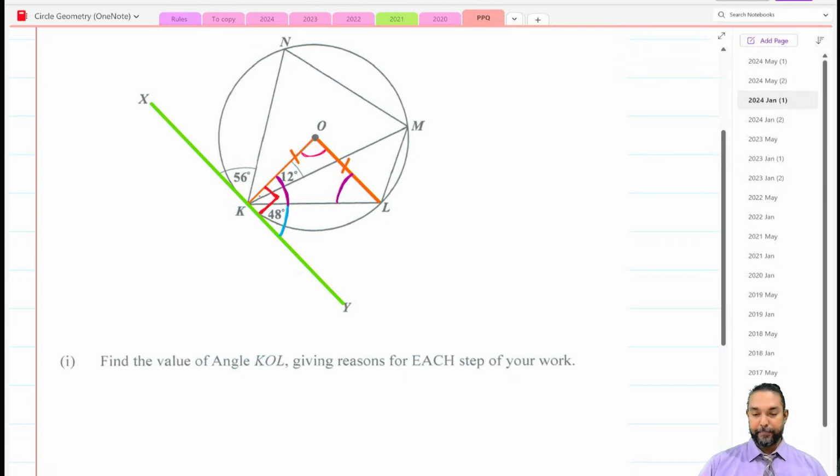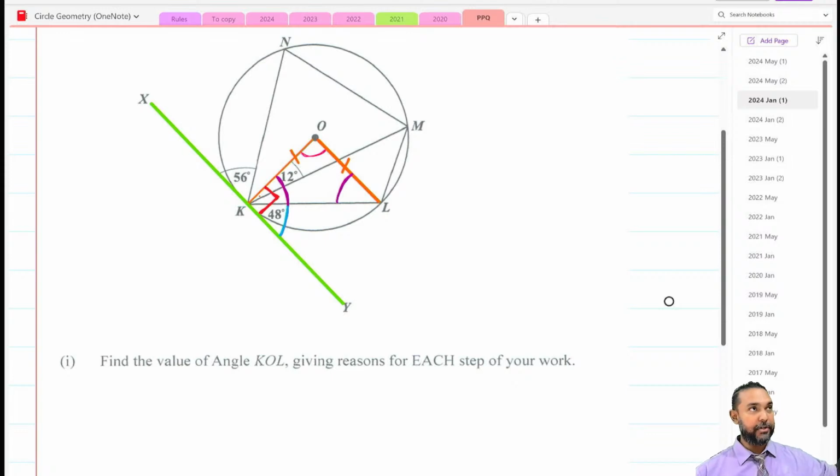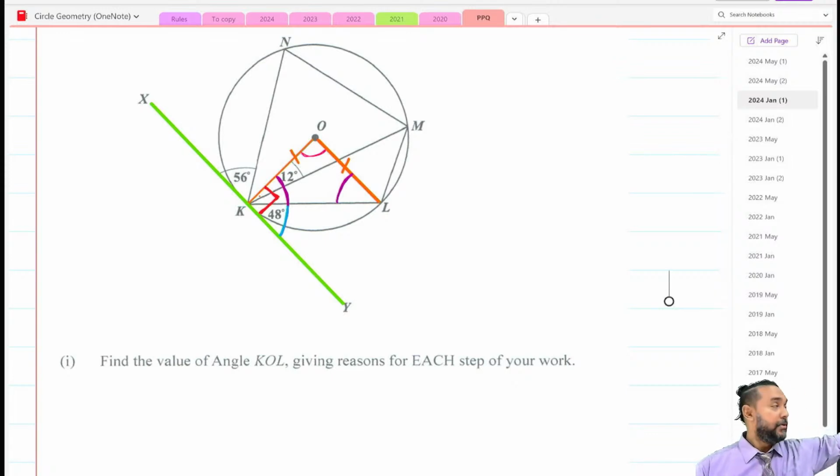Right, so the red angle here is 90. Angle between tangent, orange, and radius, orange, right? So that red angle is 90. And it's made up of the blue and the purple, right? 48 and the purple. So to find the purple one, you have to subtract 48 from 90, and you get 42.